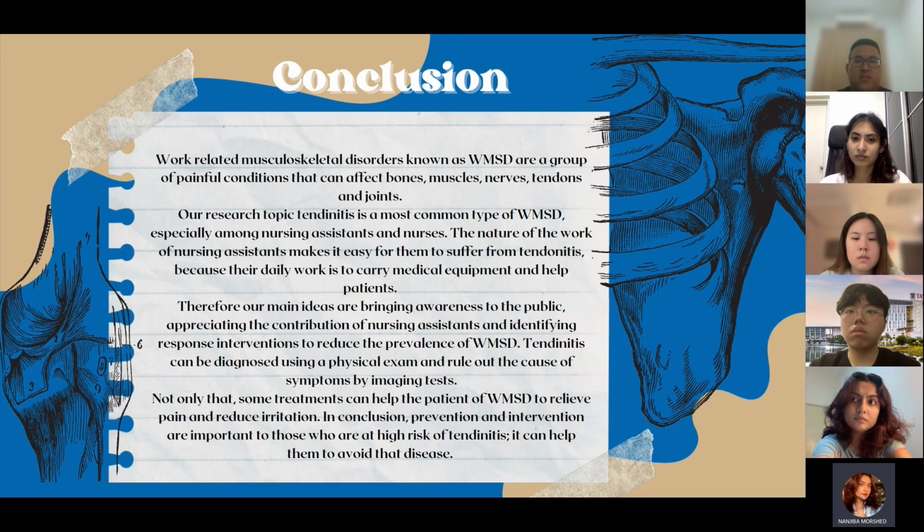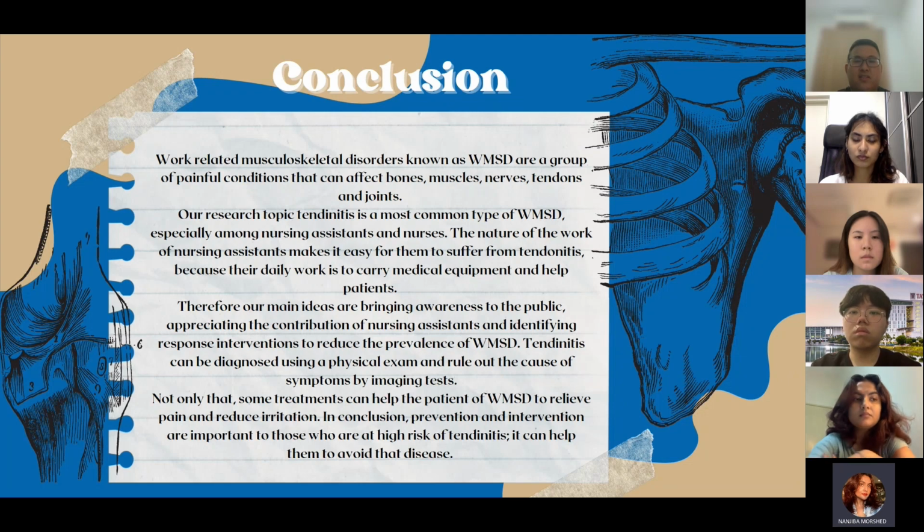Last is our conclusion. Work-related musculoskeletal disorders are a group of painful conditions that can affect our body. Our research topic, tendinitis, is the most common type of WMSD, especially among nursing assistants. The nature of the work of nursing assistants makes it easy for them to suffer from tendinitis. Therefore, our main ideas are bringing awareness to the public, appreciating the contribution of nursing assistants, and identifying response interventions to reduce the prevalence of WMSD.